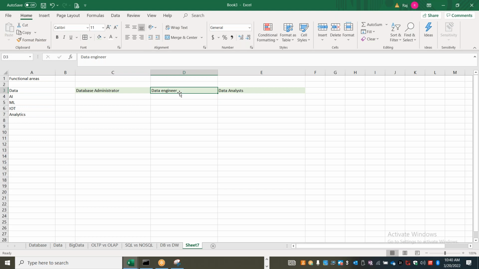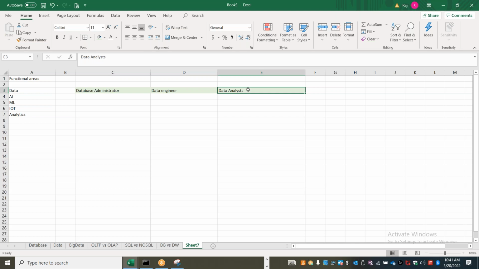The data engineer will be the engineering team on the data level, but the analyst is something beyond that. So they will run some queries, they will create charts, they will create graphs, they will create histograms, they will provide a view for the business leaders, for the CEOs and CAOs.